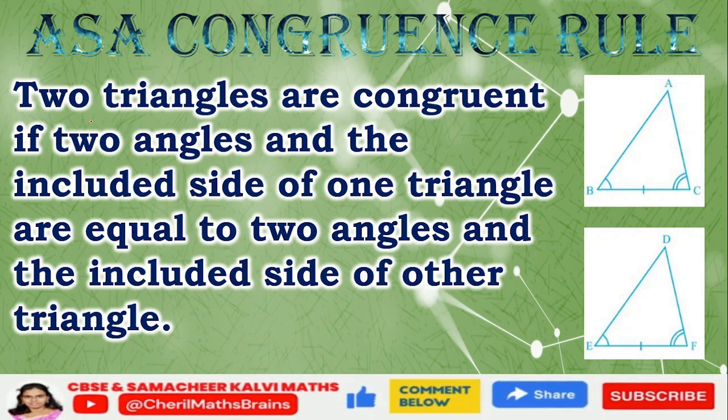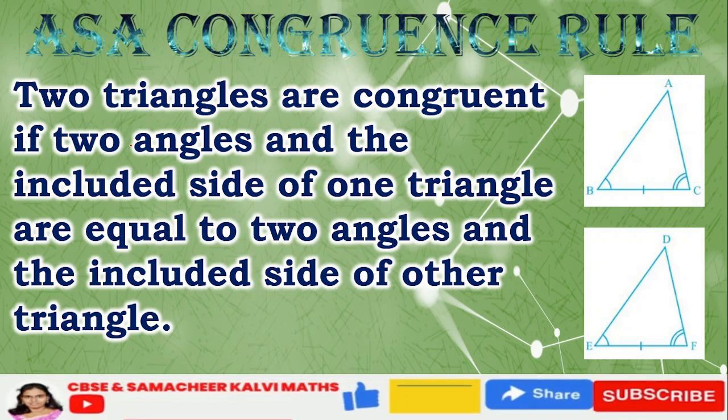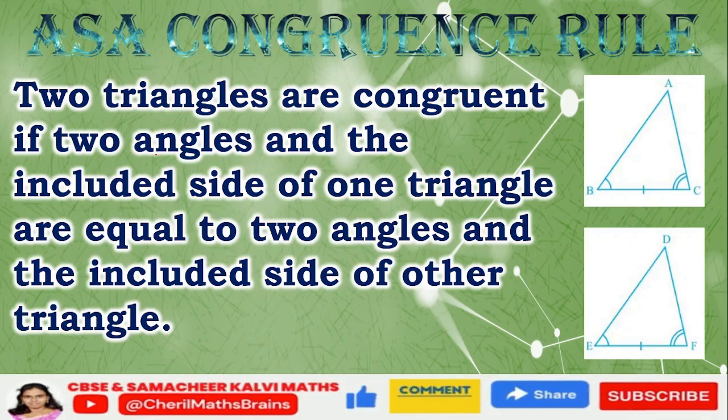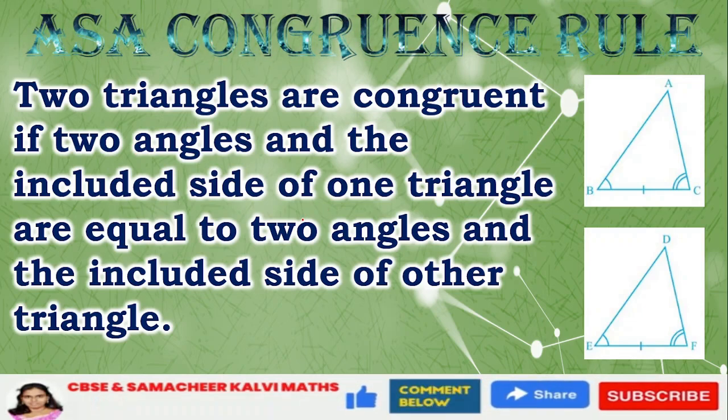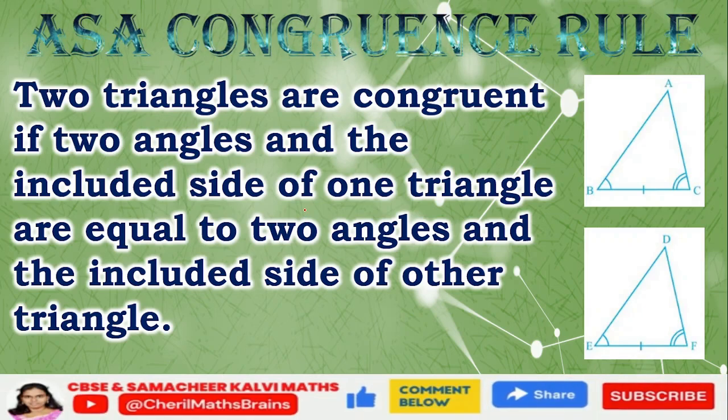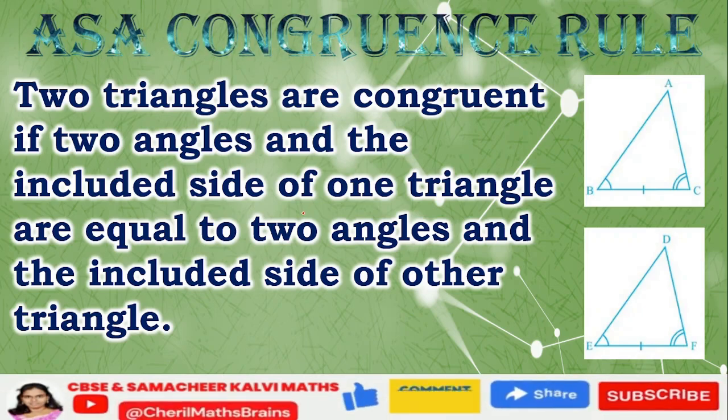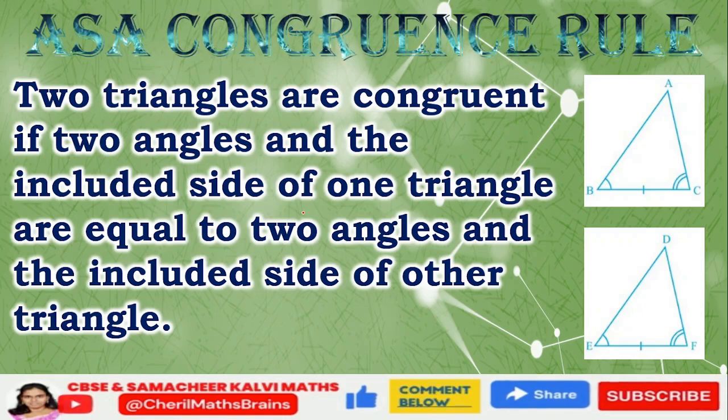So let's look into the rule. Two triangles are congruent if two angles and the included side of one triangle are equal to two angles and the included side of the other triangle. So this is the basic ASA congruence rule.